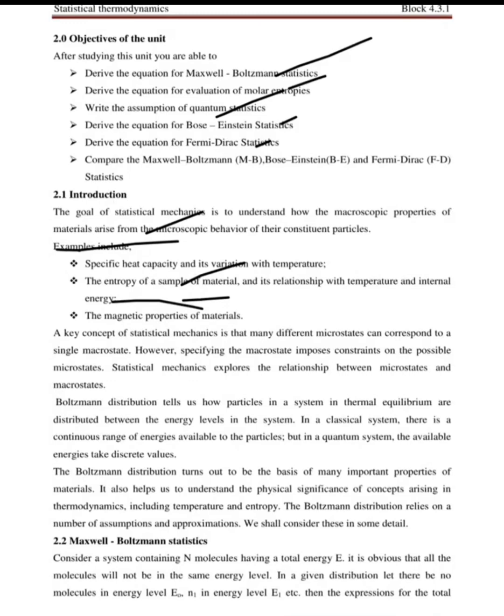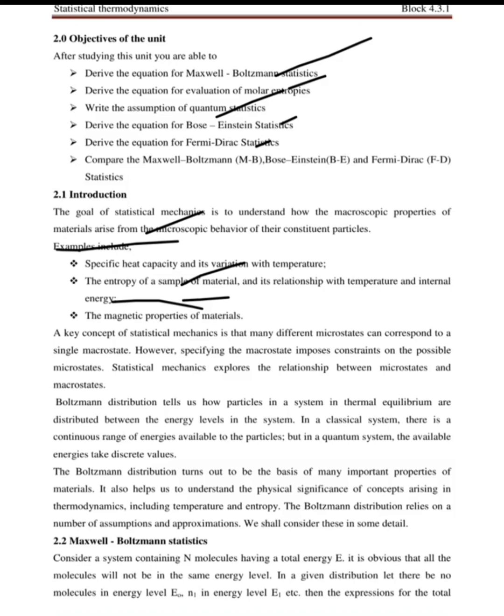Here, statistical mechanics explains the relationship between microstate and macrostate. Macrostate is nothing but the thermodynamic state, the thermal state of a system characterized by system properties such as P, V, T, and U. That we are going to study in this unit.